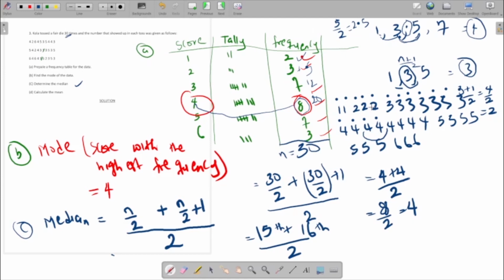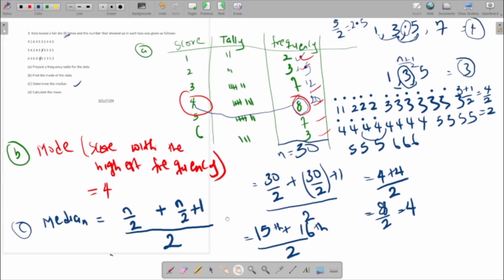Now the last question of this number 3, question 3D, says calculate the mean. Calculate the mean.